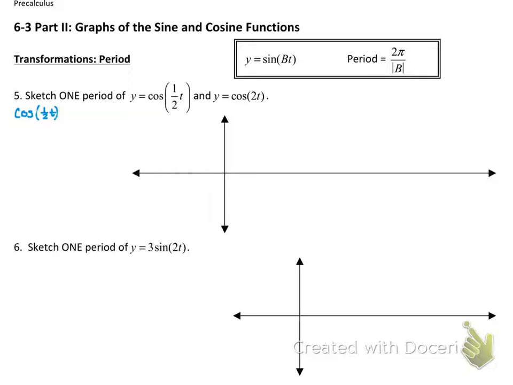So the first thing that we need to identify is what has been done to it. So cosine t has been stretched horizontally.